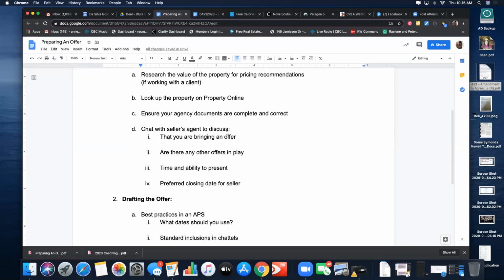I had one years ago where the wife was selling the property and the husband lived out west. And she wanted to sell it herself.